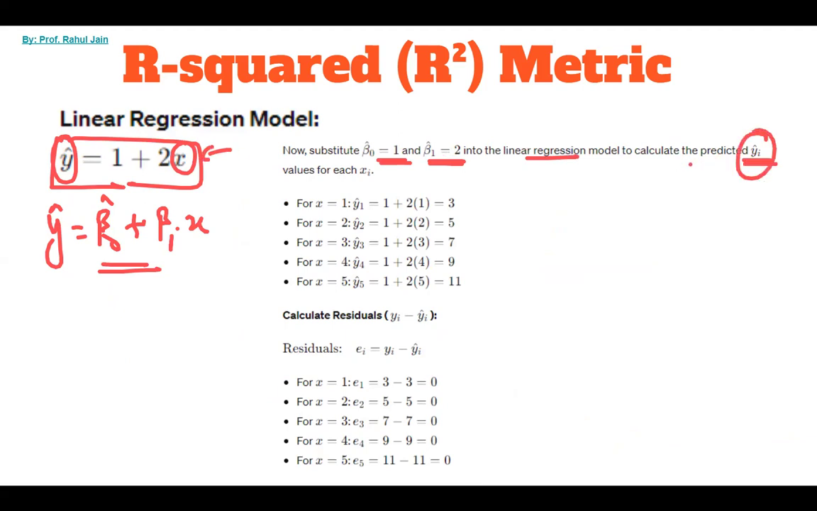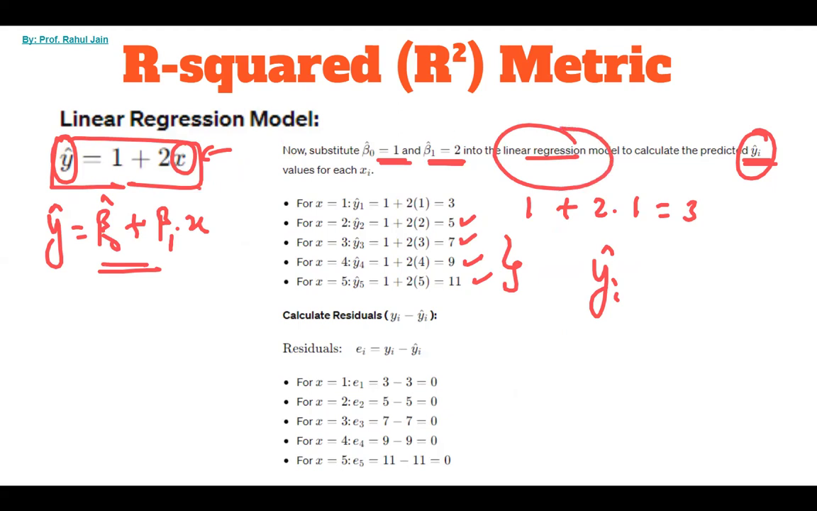and we are going to get the predicted yi value. You can see here, the predicted value for y1 is 1, that is beta naught, plus 2 into x1, that is 1, which gives 3. Similarly, the predicted value for y2 is 5, for y3 is 7, then 9, and then 11. This is our predicted value, that is yi cap. This is the predicted value which we have calculated using the linear regression model equation.